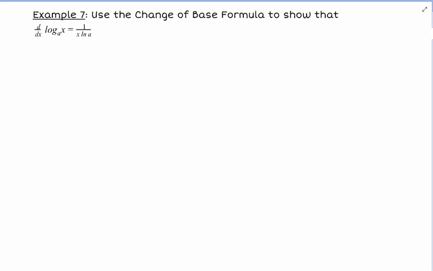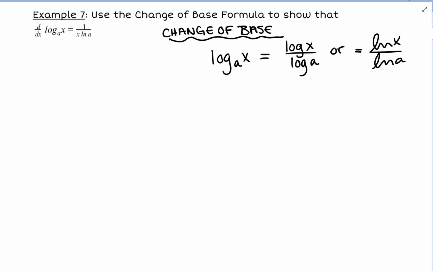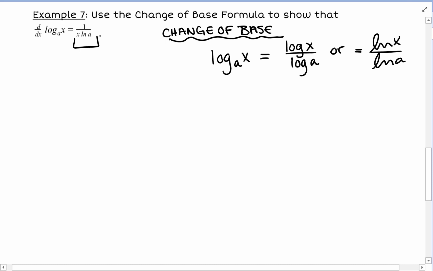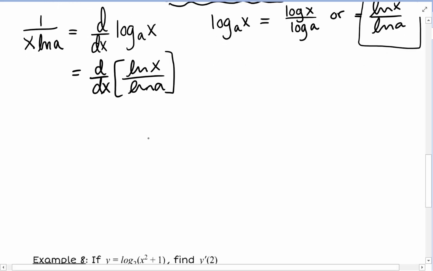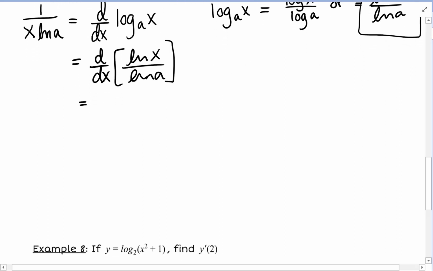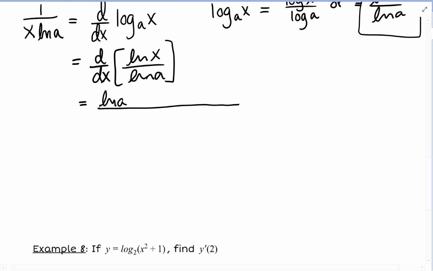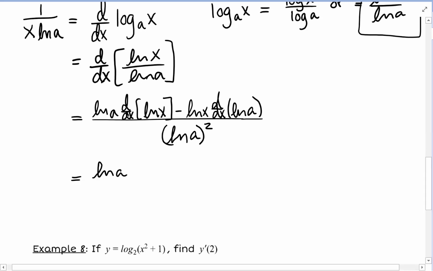Use the change of base formula to show that the derivative of log base a of x is 1 over x natural log a. So here's our change of base formula, and since the result that we want has a natural log in it, I'm going to use this. So to begin, I'm going to change what we're taking the derivative of to be natural log of x over natural log of a. Deriving a quotient will require the quotient rule. Low d high minus high d low, over low squared we go. So we have a little bit more deriving to do.